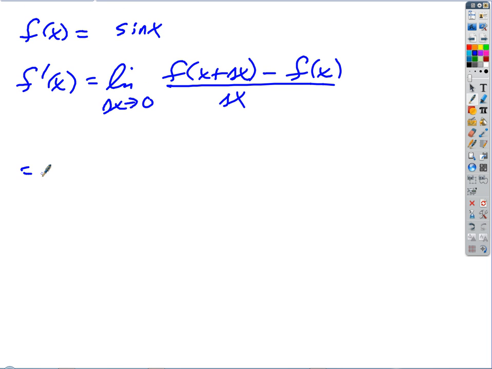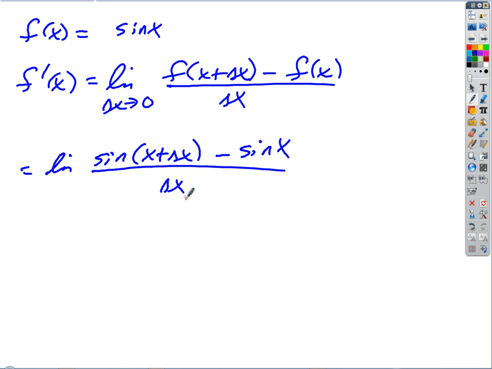If we plug this in, f of x is just sine of x. What's f of x plus delta x? Sine of x plus delta x. Okay, sine of x plus delta x minus sine x, over delta x, as delta x goes to 0. But what the heck is that? Do you remember what the sine of a plus b is?